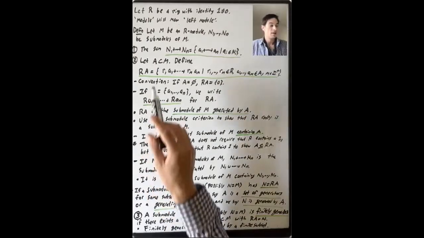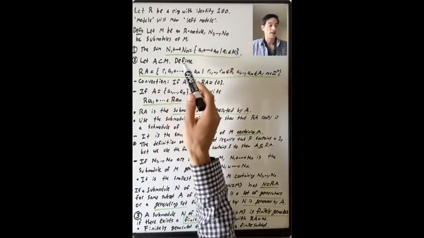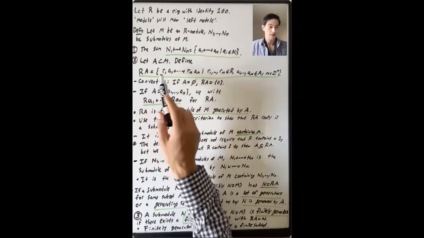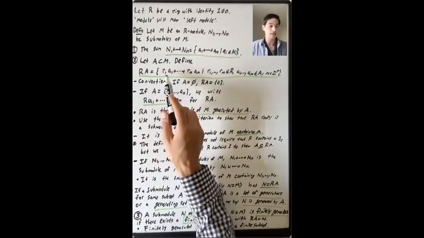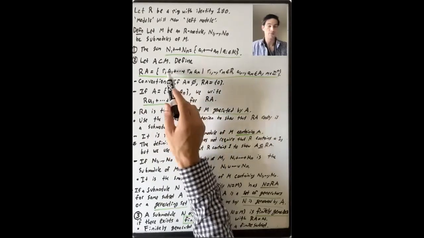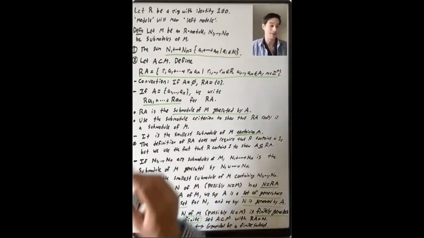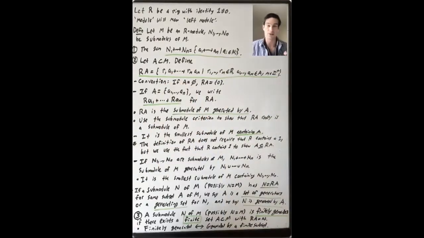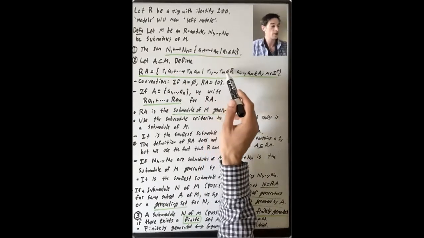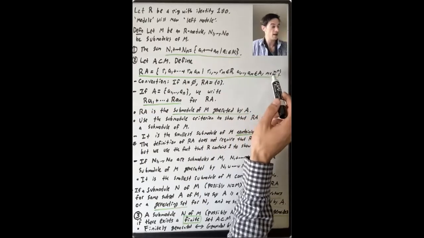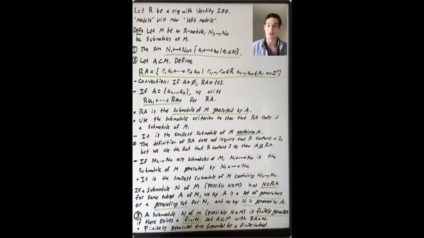Let's say that A is any subset of M. We'll define RA to be the set of all things that can be written as r1 a1 plus through rm am. I'm saying times now, but this is an element of the ring acting on an element of this R module M, where r1 through rm are elements of the ring, a1 up through am are elements of A, and m is some positive integer.